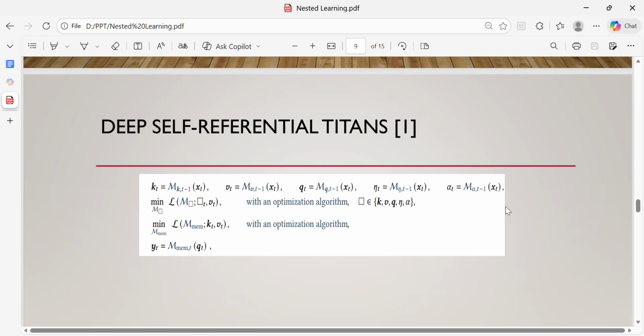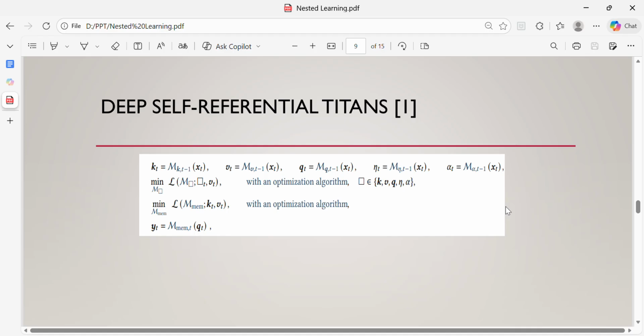Now deep self-referential Titans. I'll discuss the Titans separately. So you'll just understand the associative memory. The key at time t is Mk t minus 1 at xt. Values Mv t minus 1 at xt. Query Mq t minus 1. It is a memory, we have just seen the update rules. Memory can be described as in weights or parameters, or in general we can write it as M, a memory term. And minimizing, these are the optimization problem.